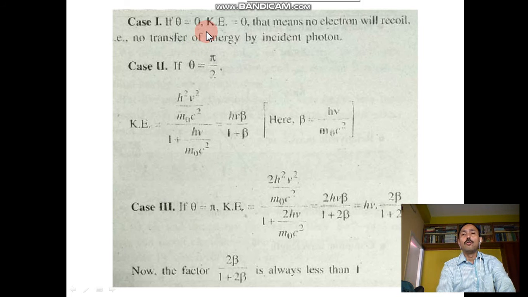That means no electron will recoil. That is, no transfer of energy by the incident photon.